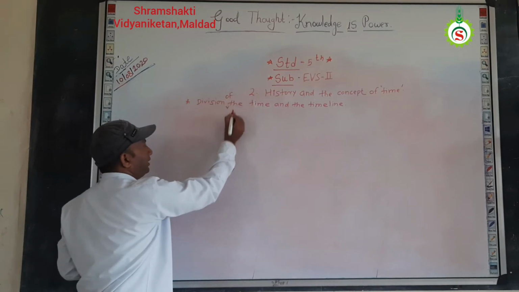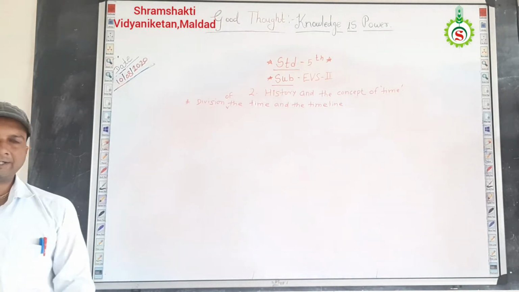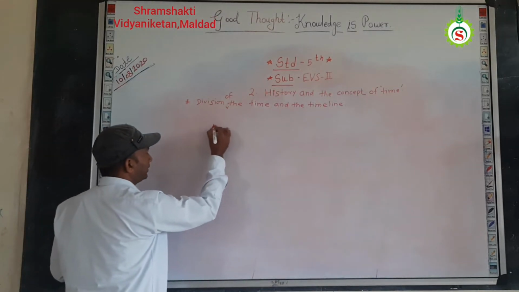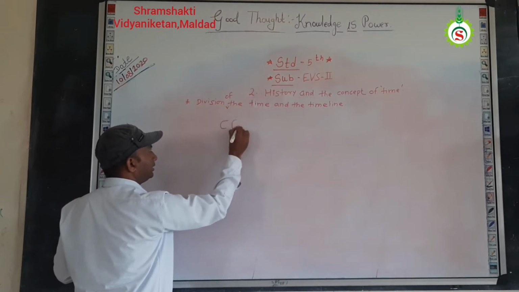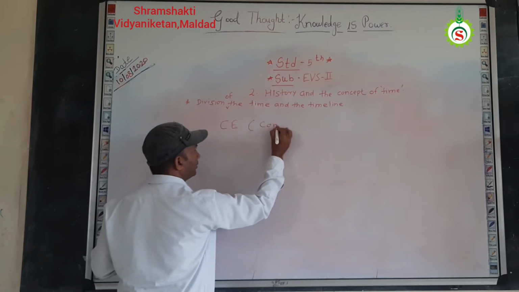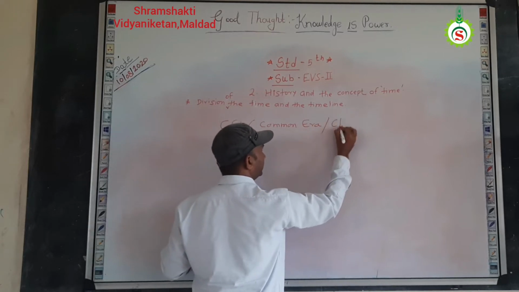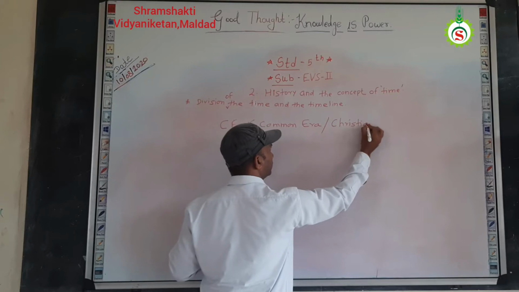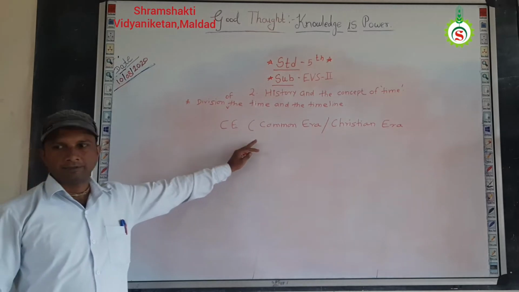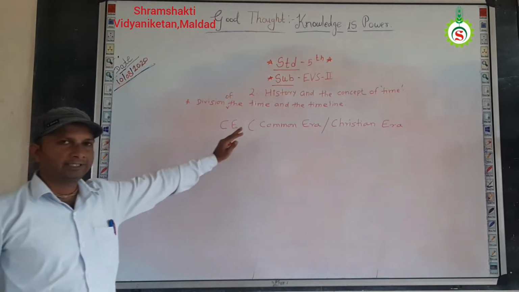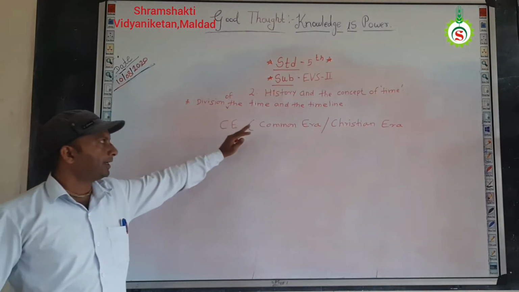So in that, we studied the Common Era, or it is called the Christian Era. The short form is CE. CE is the short form for the Common Era, or it is also called the Christian Era. This era that we started in the memory of Jesus Christ, means after the death of Jesus Christ, the Common Era starts.